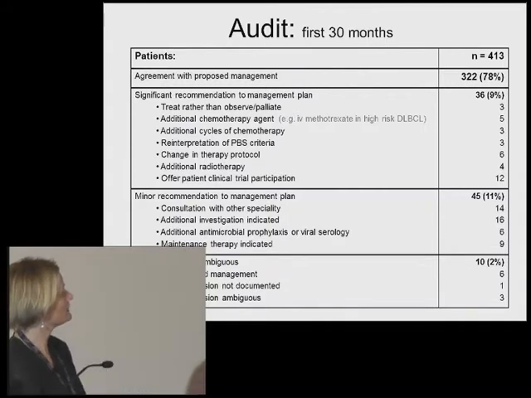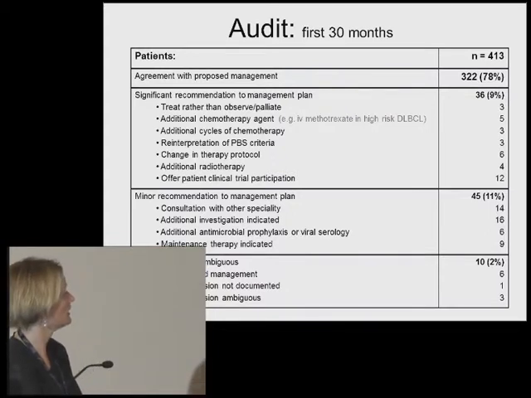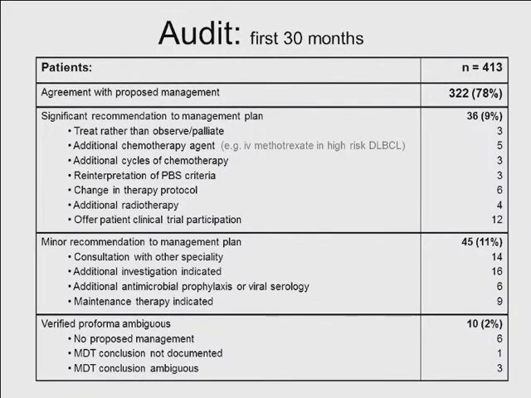And what we defined as being a significant recommendation to the management plan occurred in 9% of patients, and it generally involved giving an additional chemotherapy agent or a change in the actual chemotherapy protocol suggested. And pleasingly, we actually captured an additional 12 patients for clinical trial participation. A minor recommendation to the management plan was generally the additional investigation, such as viral serology or beta-2 microglobulin.